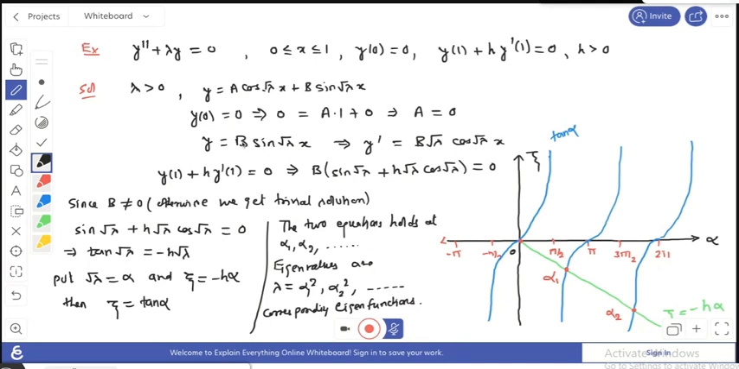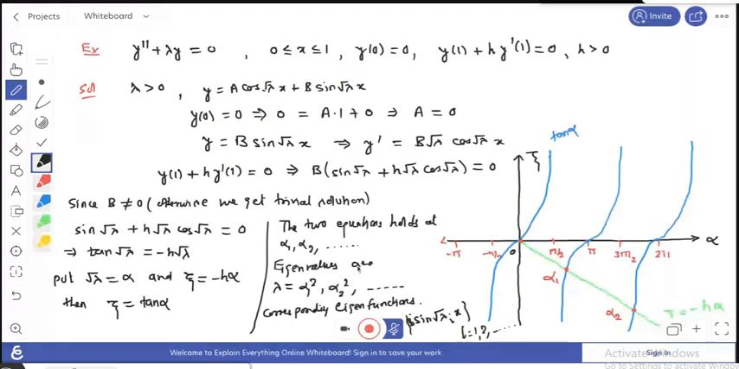The solution is b sine of root lambda x. Okay, so this is your solution for different values of lambda. The solution is basically sine of root lambda_i x, and of course y equals b times that. This is the solution for i equals 1, 2, and so on. This is your eigenfunction, and these are your eigenvalues.